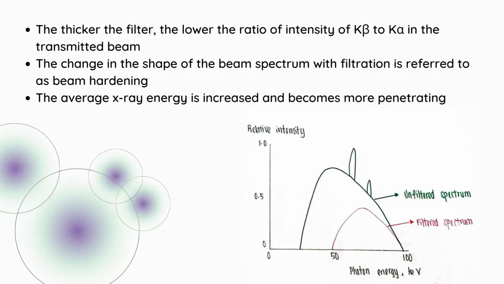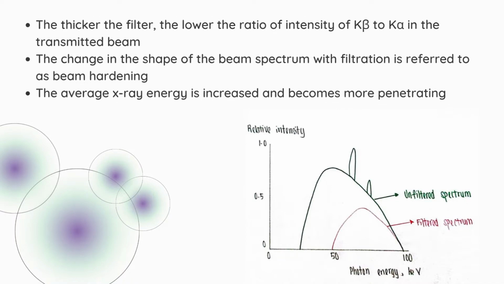In addition, the change in the shape of the beam spectrum with filtration is referred to as beam hardening, due to the loss of lower energy photons. So, the average X-ray energy increases and the beam becomes more penetrating.